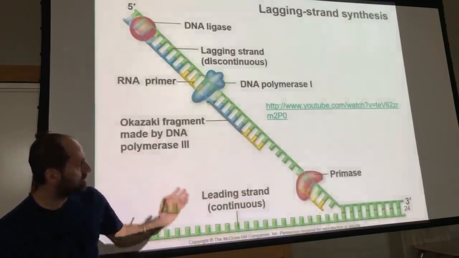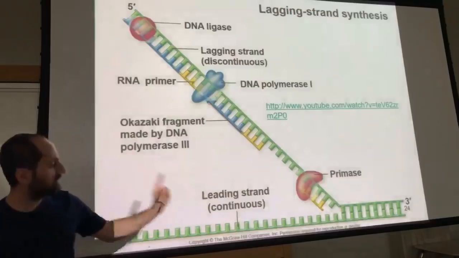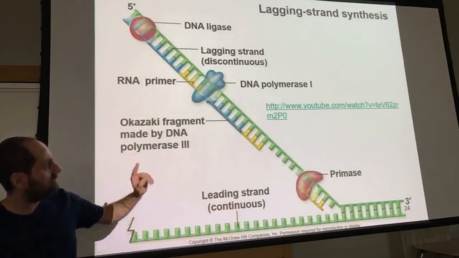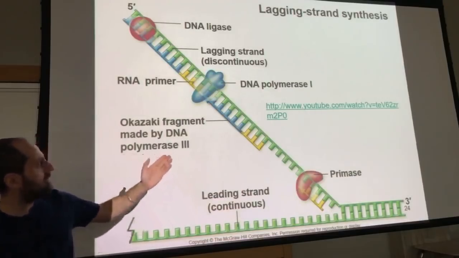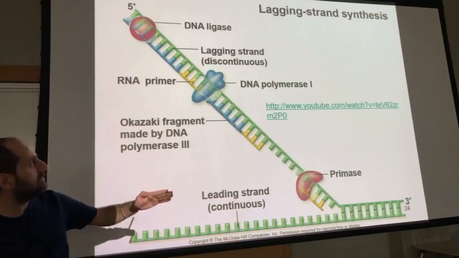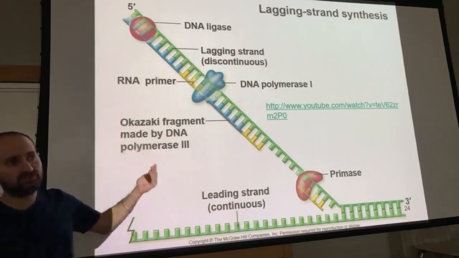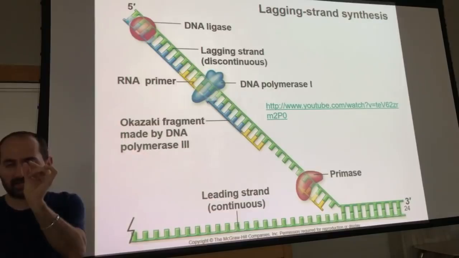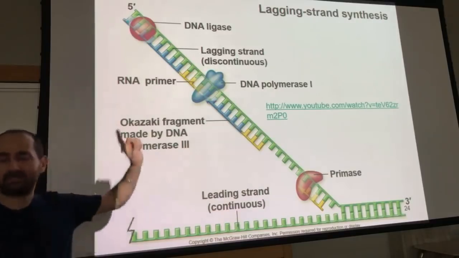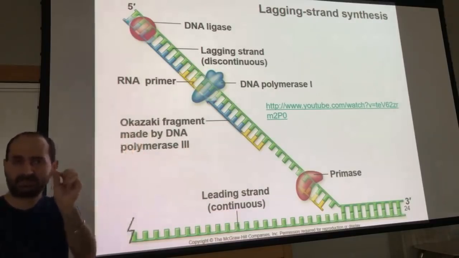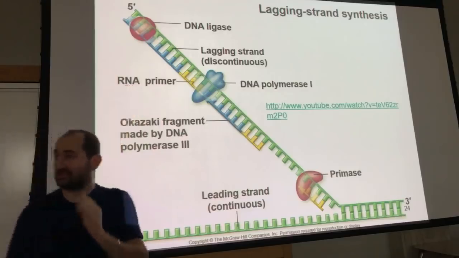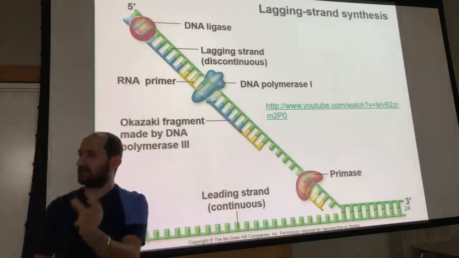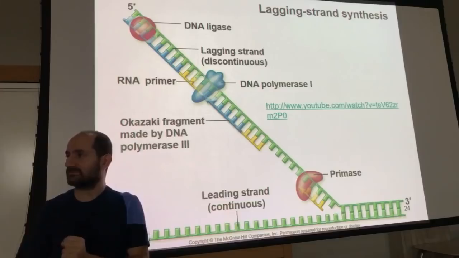And do you remember what each of these players do? Primase puts down a primer. DNA polymerase 3 copies the DNA. DNA polymerase 1 replaces the primers with DNA, but leaves a little break in the backbone between the fragments. And what fuses the fragments together? DNA ligase. You should know DNA ligase joins the Okazaki fragments.